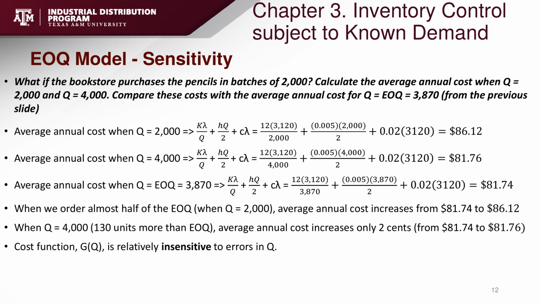So when your supplier says we cannot sell you 3,870 pencils, you need to buy either 2,000 or 4,000, you can choose 4,000 without worrying about the high cost.